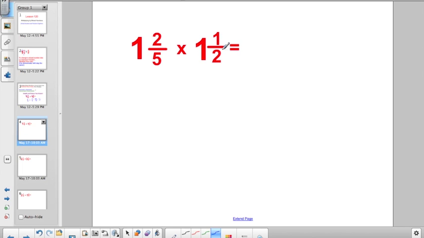Here we have 1 2/5 times 1 1/2. Go and turn them into improper fractions. 5 times 1 is 5, plus 2 more, that's 7. And the denominator of 5 stays the same. So if I have 5 here, I'll just write it again. Starting on the denominator, multiply, then add. 2 times 1 is 2. Plus 1 more makes 3, and the denominator stays the same, so I'll still write in that 2.